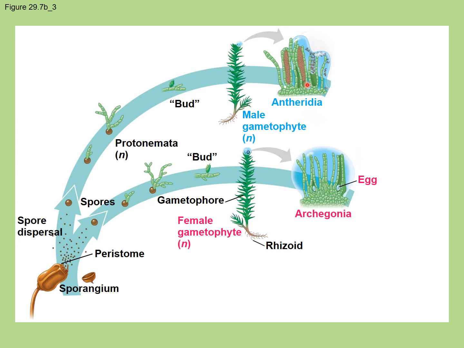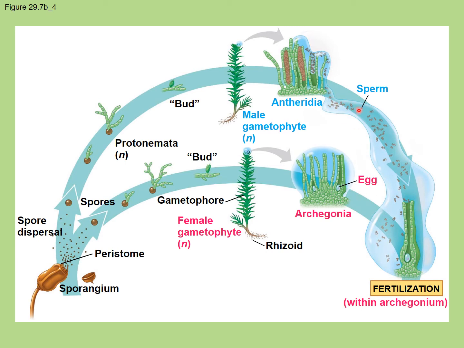It's important to know that water is required for moss, because the sperm have flagella, so they need water to be able to swim. The sperm leave the antheridia, and then they go find the egg. You can see the sperm are leaving, and they find the egg in the archegonium. So fertilization occurs in the female gametophyte. Fertilization occurs when the sperm fertilizes the egg, and again, this occurs within the archegonium, which is the female gametophyte.